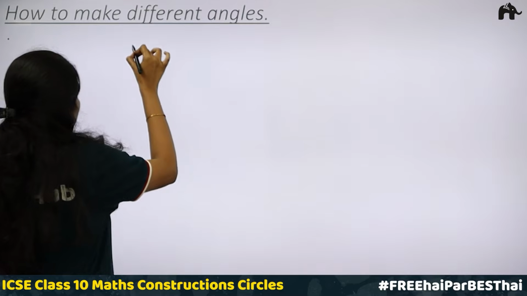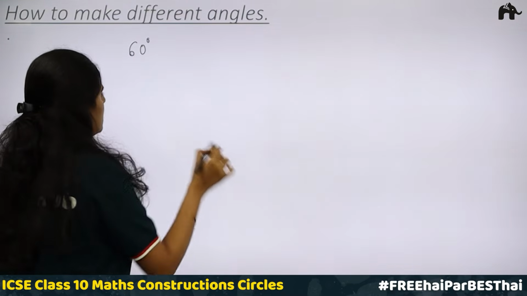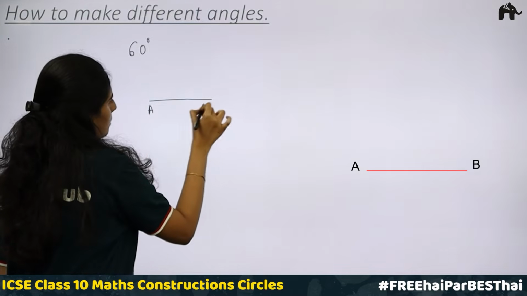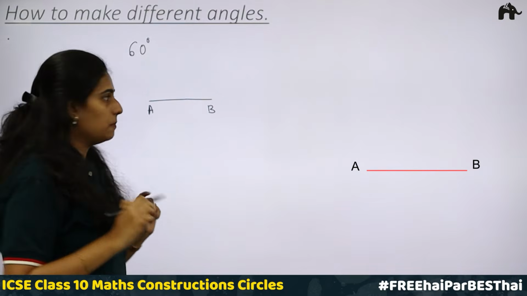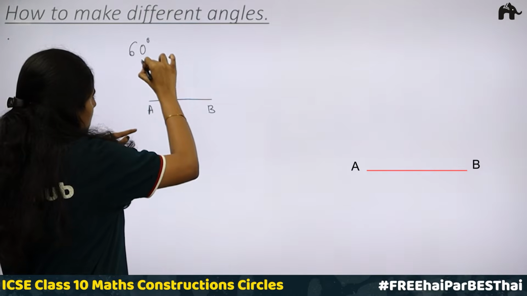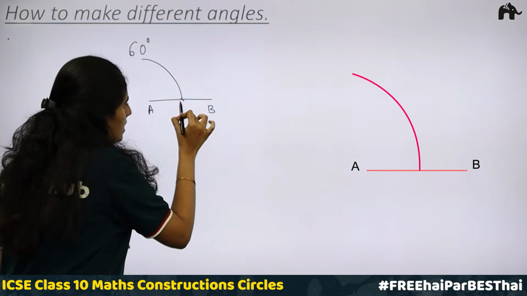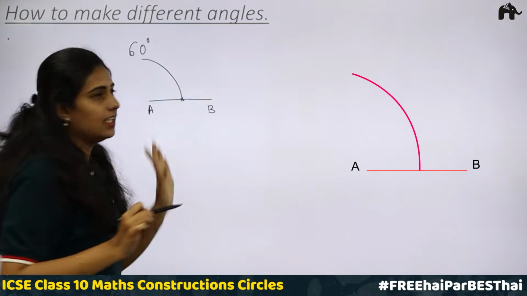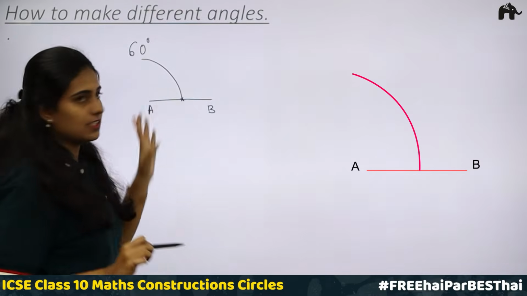Here, if you need to construct 60 degrees, how to construct 60 degrees? It's very easy. Draw a line segment AB. Now, take any measure in your compass, keeping A as center, draw an arc. Here you got a point. At this point, the arc intersects the line AB. The arc cuts line AB at this point.